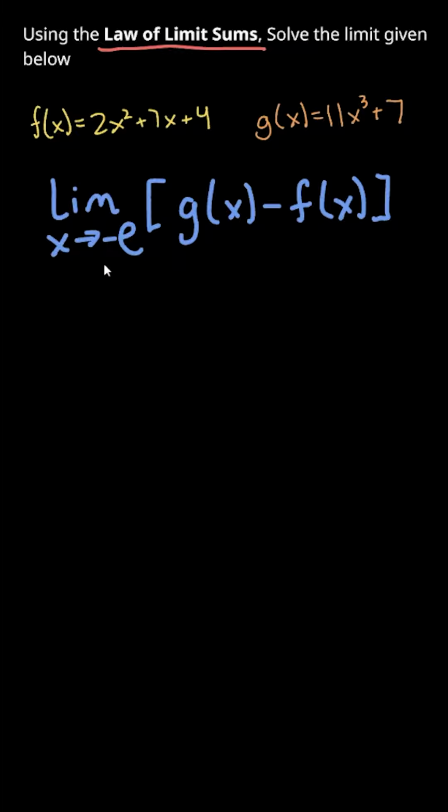So if we remember, the law of limit sums says that if I'm taking the limit of two functions that are being added or subtracted, I get the same answer if I take the limit of one function, take the limit of the other, and then add or subtract them afterwards. So naturally, g of x is first, so let's do that one.